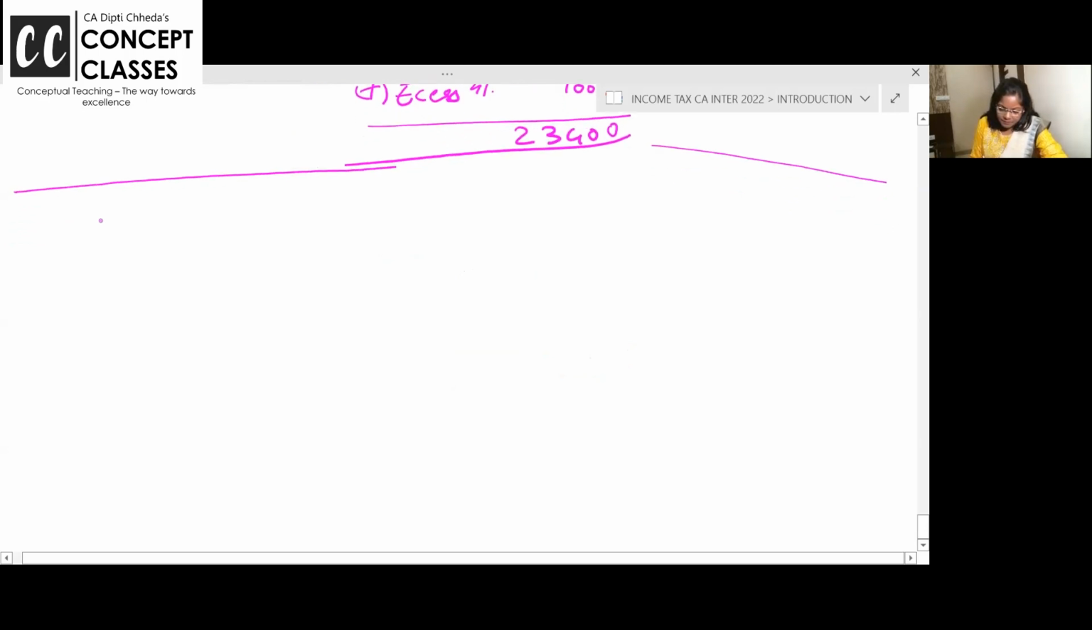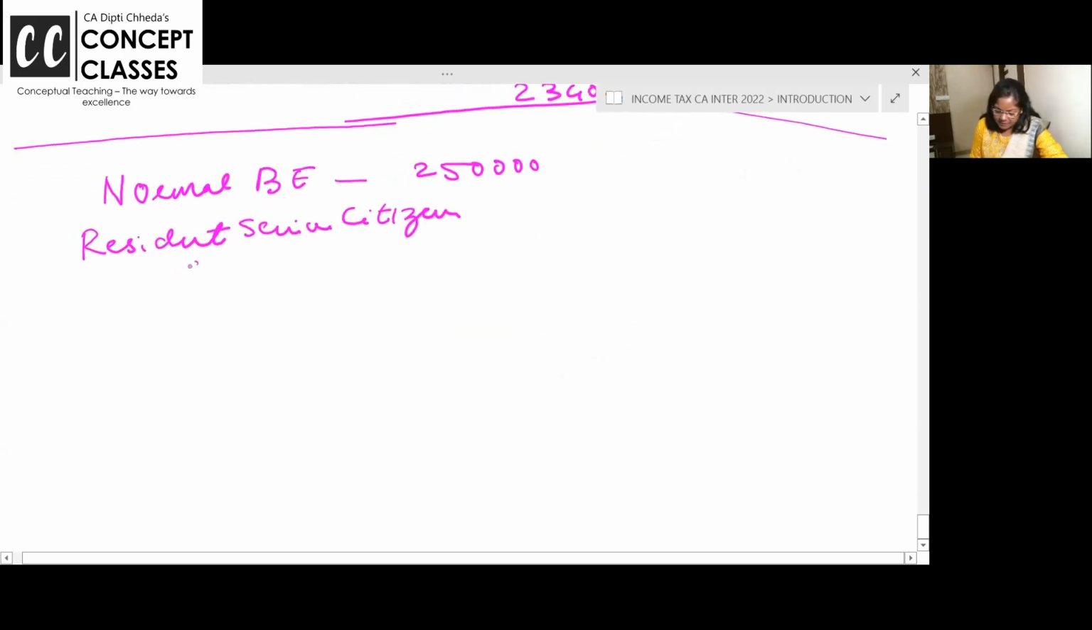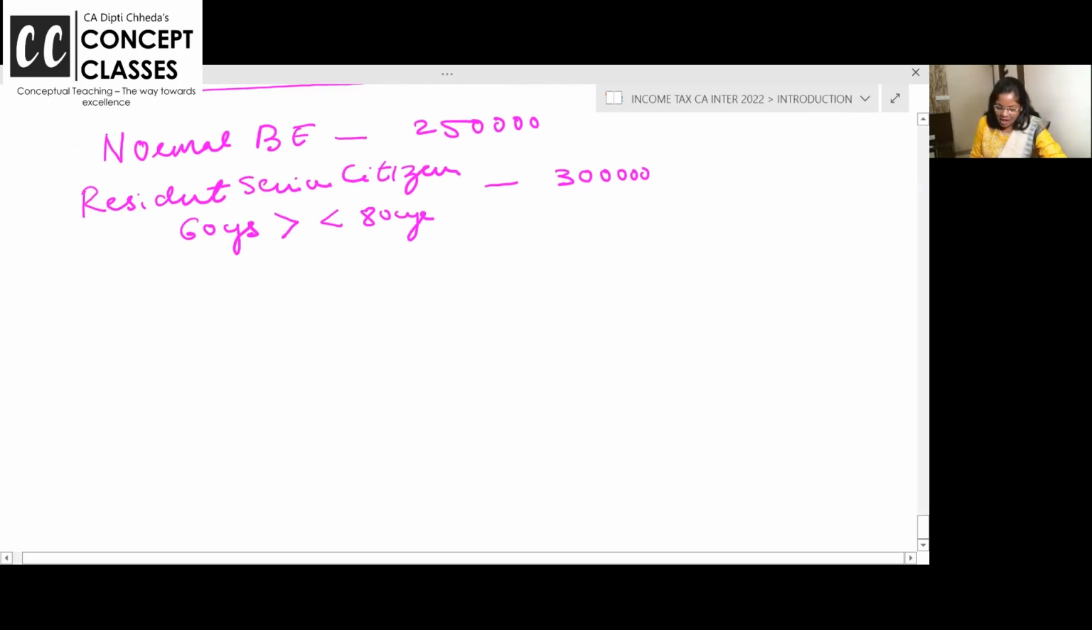Write down what I am writing. Normal basic exemption 2,50,000. Resident senior citizen, 60 years and above and less than 80 years. What is the basic exemption? I'm going to solve the problems, so keep patience. This is not theory. This is practical.